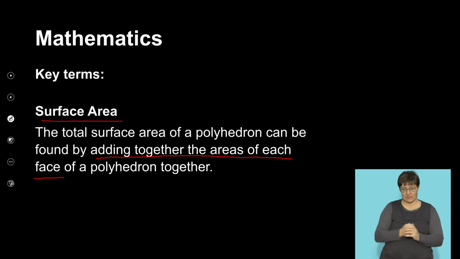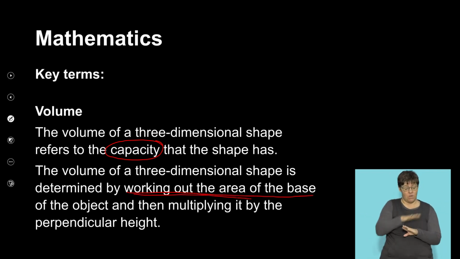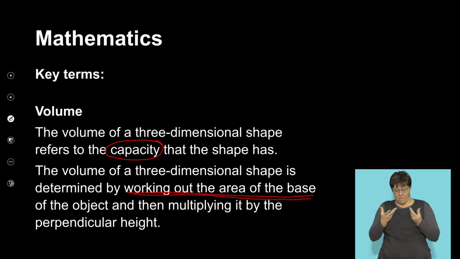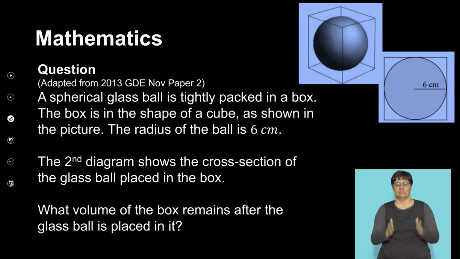Let's go to the next slide. Cool. The volume of a three-dimensional shape refers to the capacity that the shape has. The volume of a three-dimensional shape is determined by first working out the area of the base. And once I have the area of the base of the object, I then multiply it by its perpendicular height. Please make sure that you use the perpendicular height for volume and not the slant height. Cool, guys, let's go to our first example.